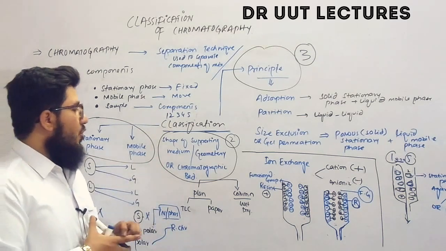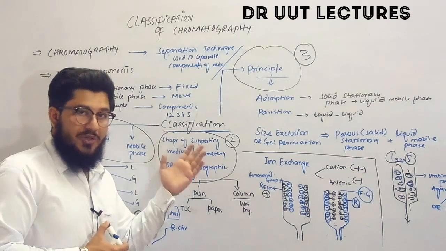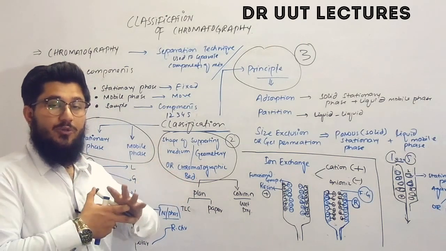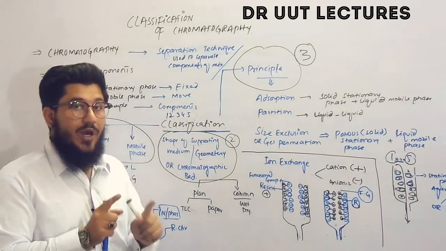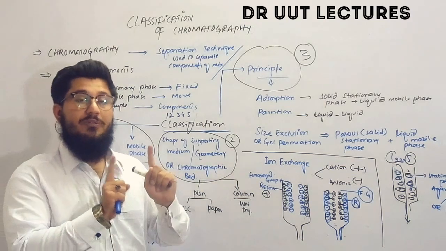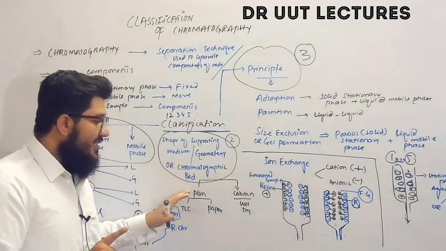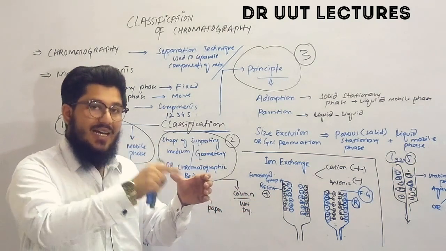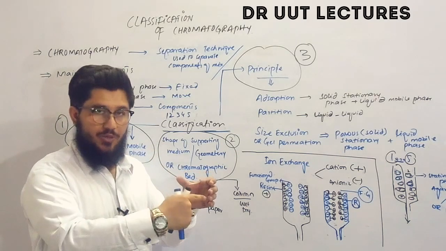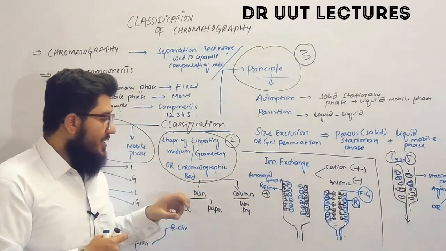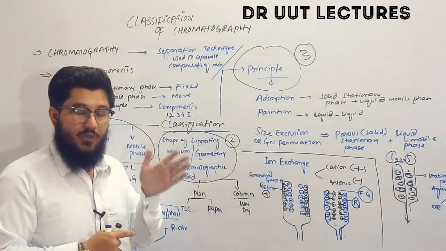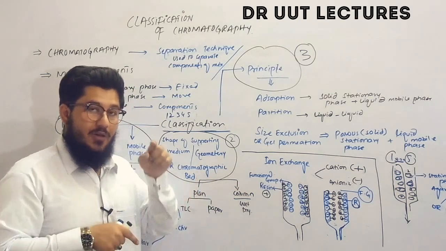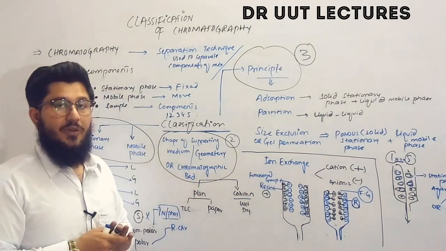Next one is classification based on supporting medium. You can also say based on geometry, and you can also say based on chromatographic bed. Now this tells us the particular surface on which we perform the chromatography, and we have two types of surfaces. One is column, another one is planar. If we are using a column for chromatography, then that type is known as column chromatography. And if we are using any plane surface for the chromatography, then that type is known as planar chromatography.